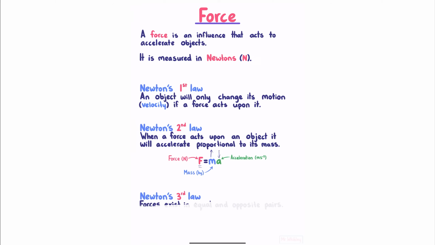Newton's third law says that forces exist in equal and opposite pairs. For example, if we had a brick on a table, the brick is going to apply a force downwards to the table, and in response, the table is going to exert an equal and opposite force onto the brick. We also see this with gravity, where the Earth applies a force onto the Moon, and the Moon applies an equal and opposite force onto the Earth.